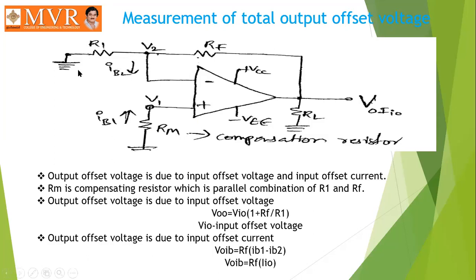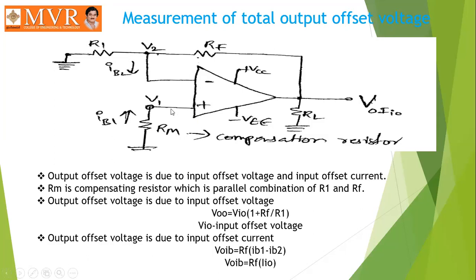Here we are going to consider this circuit, and you can see the operational amplifier, which has two input terminals, the inverting terminal and the non-inverting terminal, plus VCC, minus VEE, and this is the output terminal. For the inverting terminal, we are applying feedback through a feedback resistor RF, and through R1 we take it to ground, and this node we consider as V2.